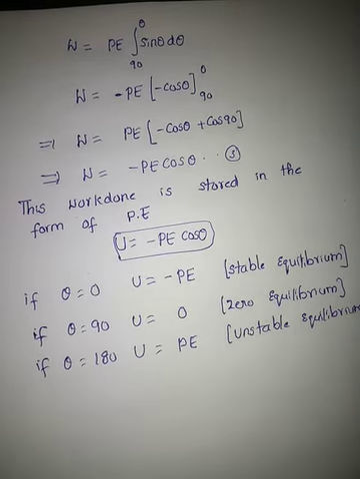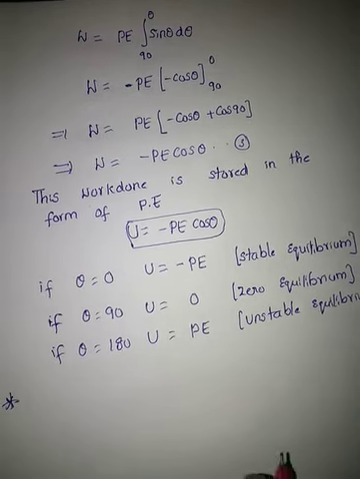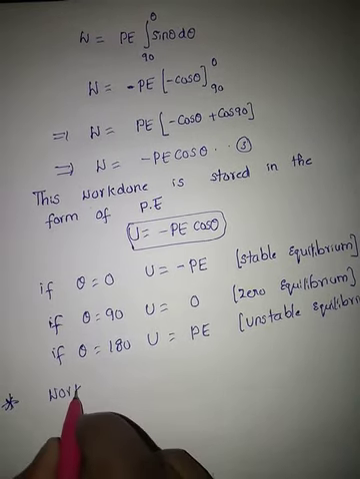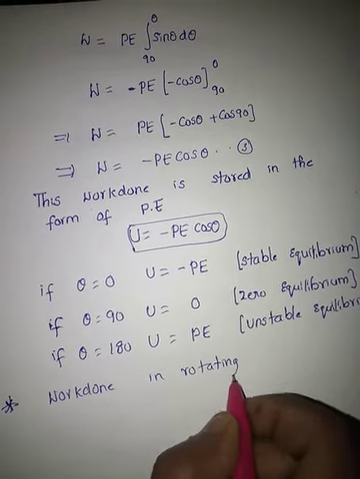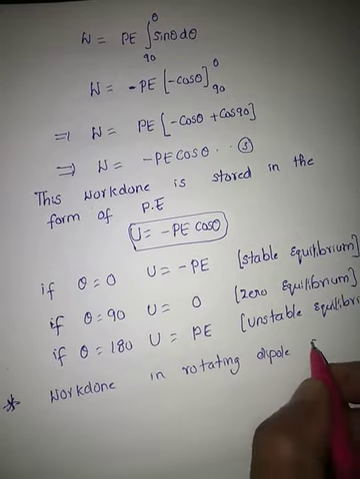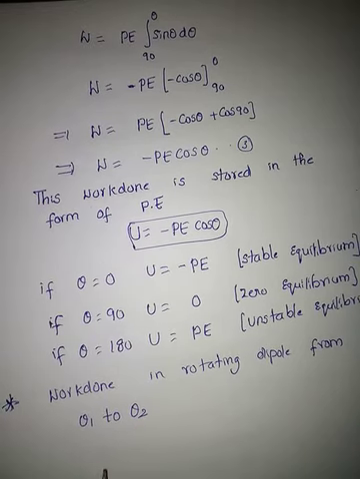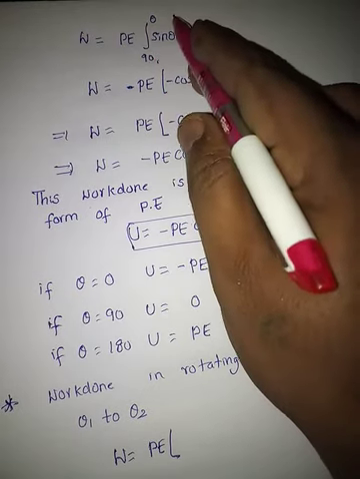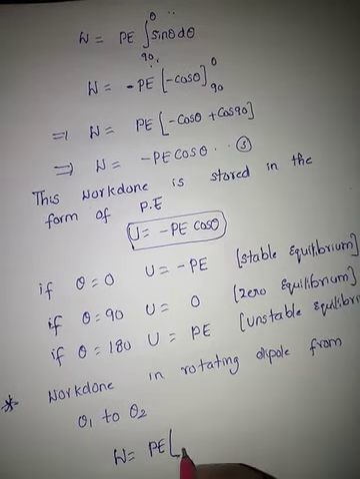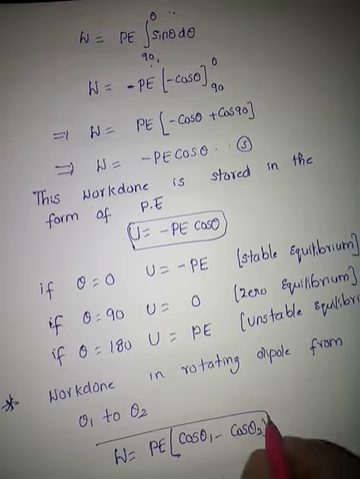So this is the complete derivation of potential energy of a dipole in a uniform electric field. In some cases, they will ask the work done in rotating a dipole from theta 1 to theta 2. A very important formula from the problems point of view, that is equal to what? P into, instead of 90 to theta, we take theta 1 and theta 2. So it becomes cos theta 1 minus cos theta 2. So this question is very important.